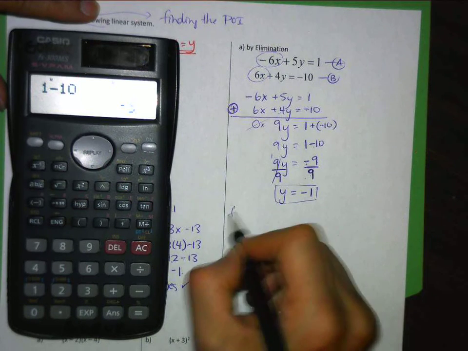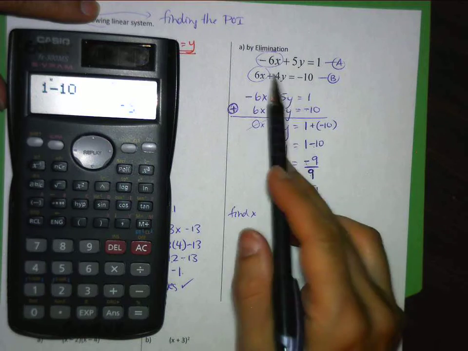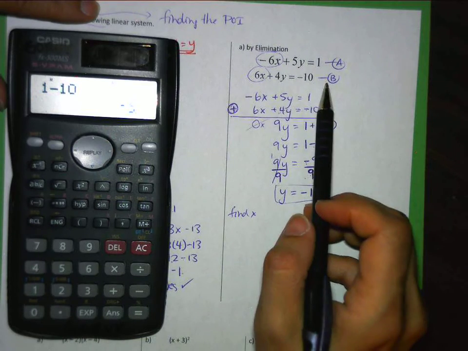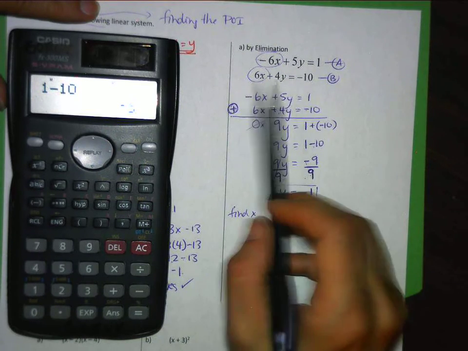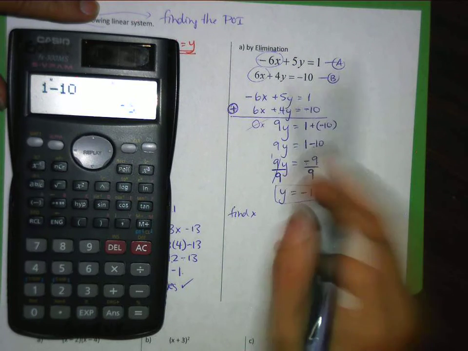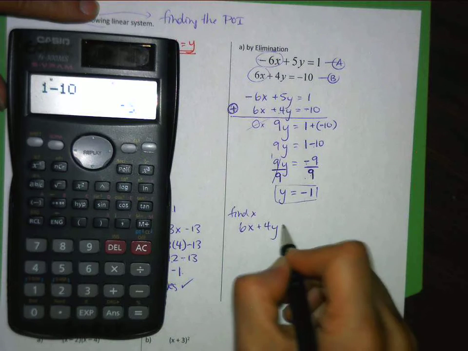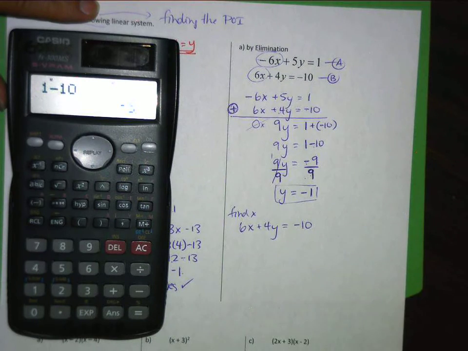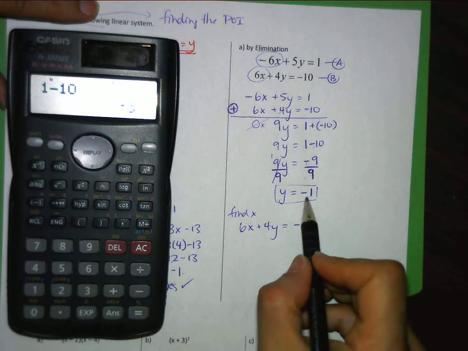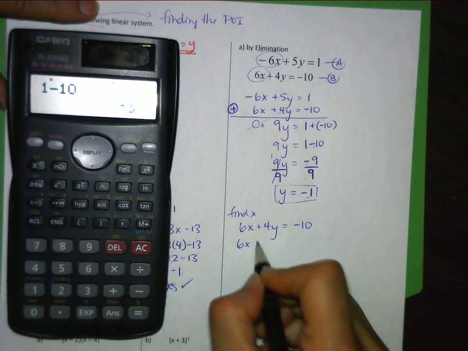Now we have to find x. So I just choose A or B. I'm going to choose B just because there's no negatives on this side. But it really doesn't matter. You should get the same answer no matter which equation that you use. So I'm going to sub in for y.